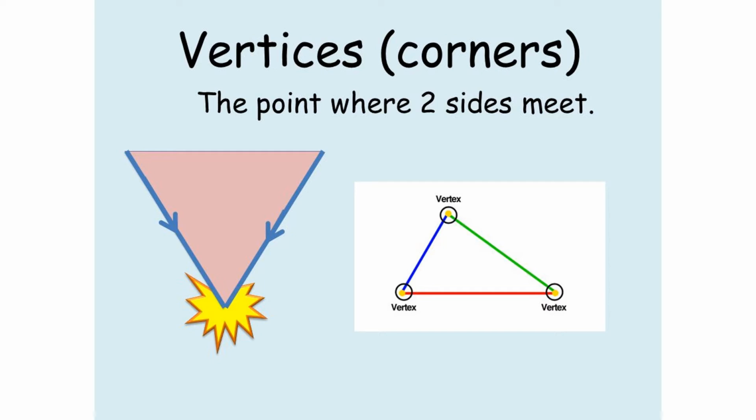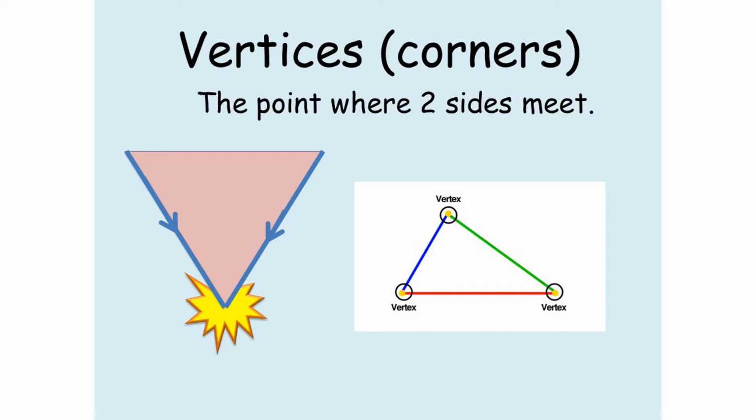2D shapes also have something called vertices. Now vertices are also known as corners. So when you were in reception or year 1, you might have referred to a 2D shape as having corners, which is correct, but this week we're going to call them vertices. Can you say that? Vertices. Now vertices are the point where 2 sides meet. Now one vertice has a special name. It's called a vertex. Can you say that? So on its own, it's a vertex, but together they are vertices.